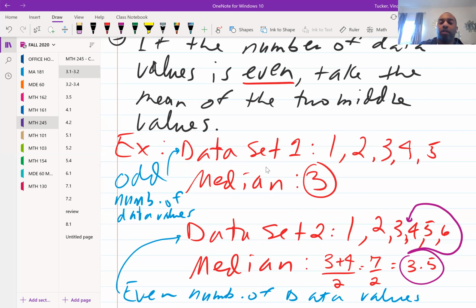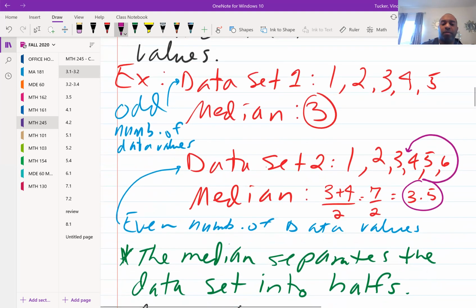All right. So now in the second set, we have 1 through 6. So we have an even number of data values. So what we would do is we would take the two middle values, which is 3 and 4, add them together, and divide by 2, and that'll be 3.5. And notice that 3.5 goes in the middle of 3 and 4. So looking at this last statement, the median will separate the data into halves.